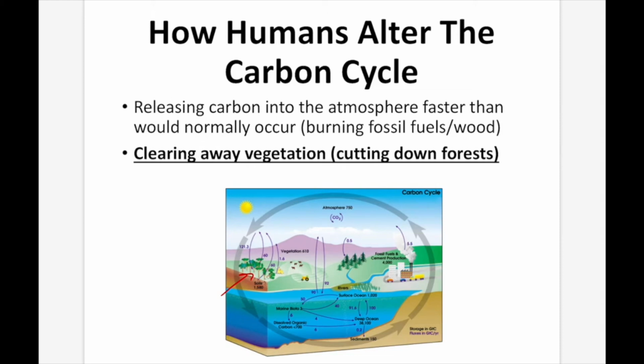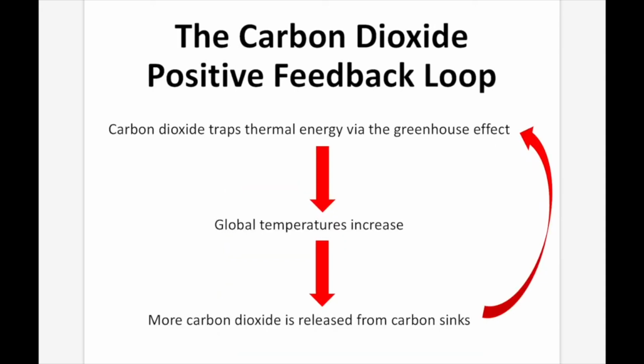Something else that's not listed here is that as the temperature goes up, our oceans are going to start evaporating more. So this number right here, this 92, is going to go up. As we increase the air temperature, we're going to get more evaporation out of the oceans, which is going to send more carbon into the atmosphere. And this leads us to the carbon dioxide positive feedback loop.